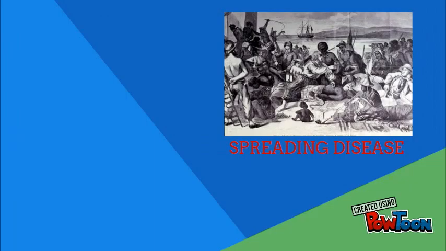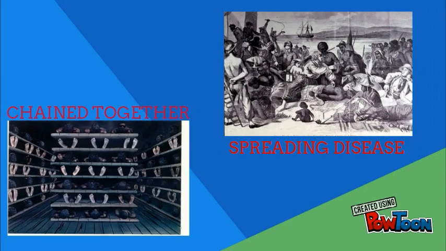Most of the slaves died because of spreading disease. During the voyage, men were placed near the bow and women near the stern. Men were chained together and had to lie down close to one another, while women were left unchained.